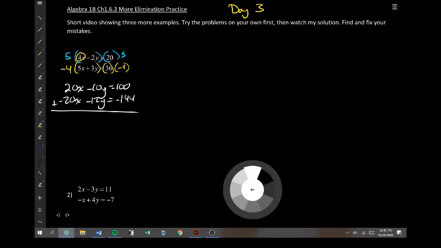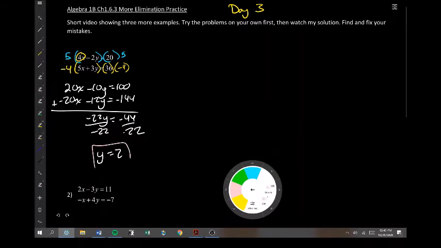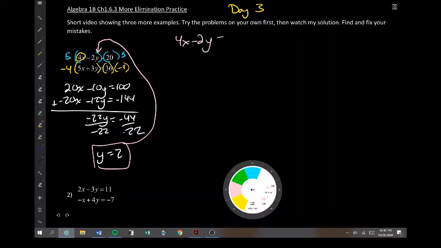I add these up and I get negative 22y equals negative 44, divided by negative 22, and we get that y equals 2. This is a 44, not a 24. Pardon my mistake. Okay, if y equals 2, I'm going to take that and plug it into one of these equations. I pick the top one because its numbers are smaller.